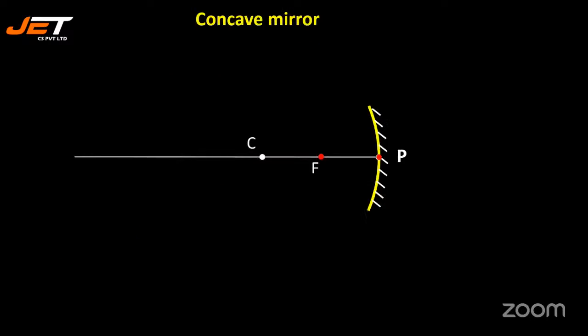So first, today we will do some questions on ray diagrams. You can see here, this is a concave mirror. ఇది కాన్కేవ్ మిర్రర్.